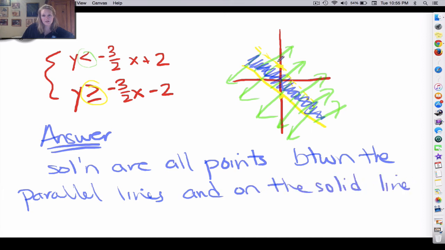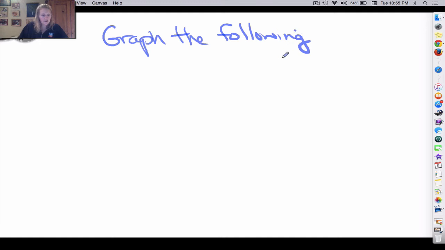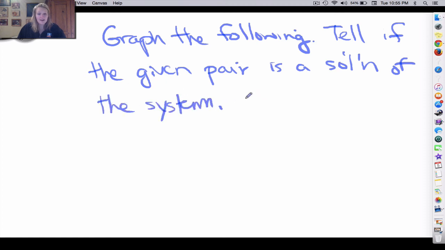Because you have both a solid line and a dotted line, you do want to distinguish between the two. Another type of homework problem that you will have is going to ask you to graph the following, and then tell if a given pair is a solution of the system, and then to also list 3 other solutions.